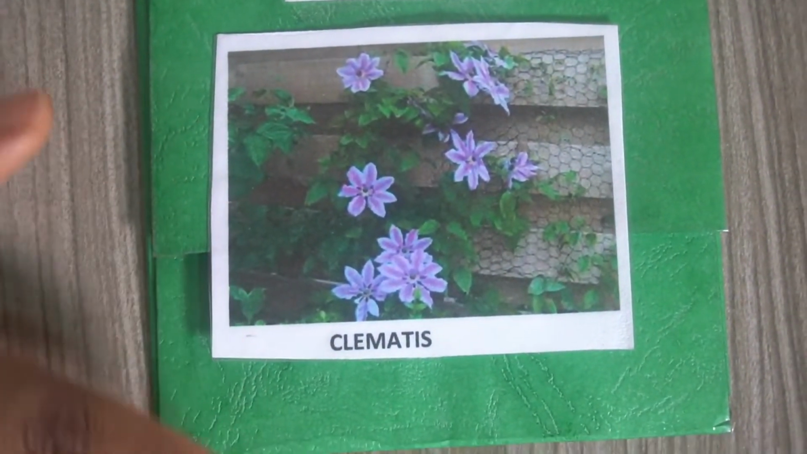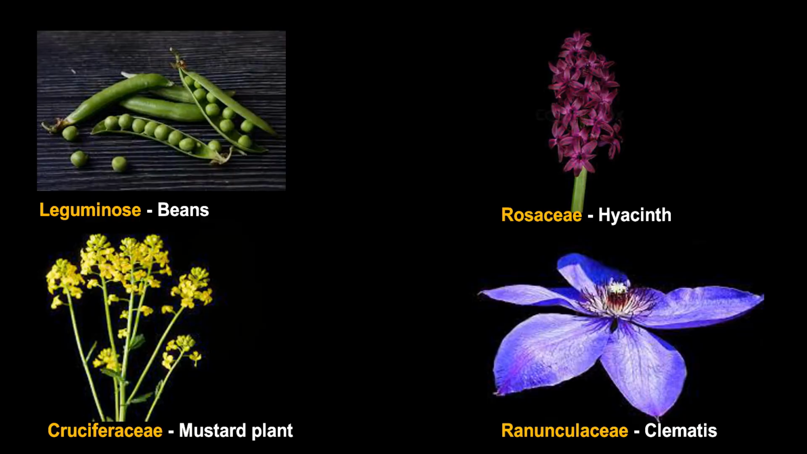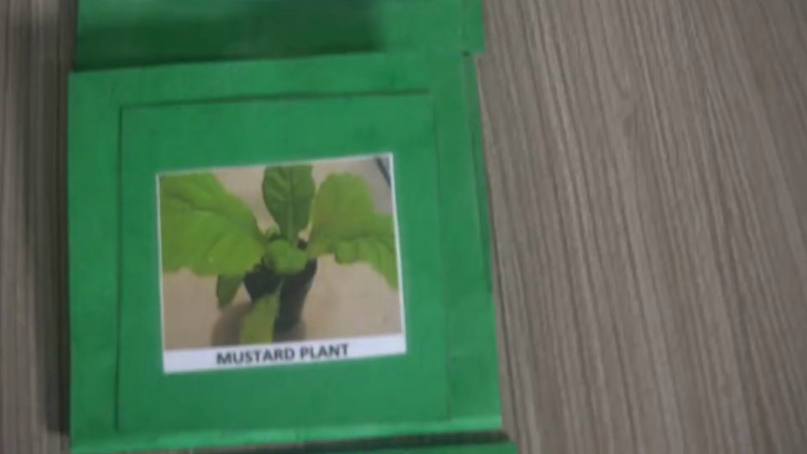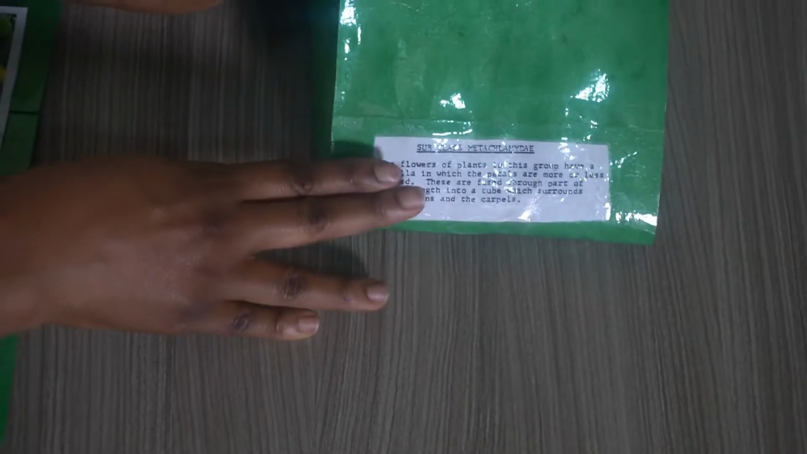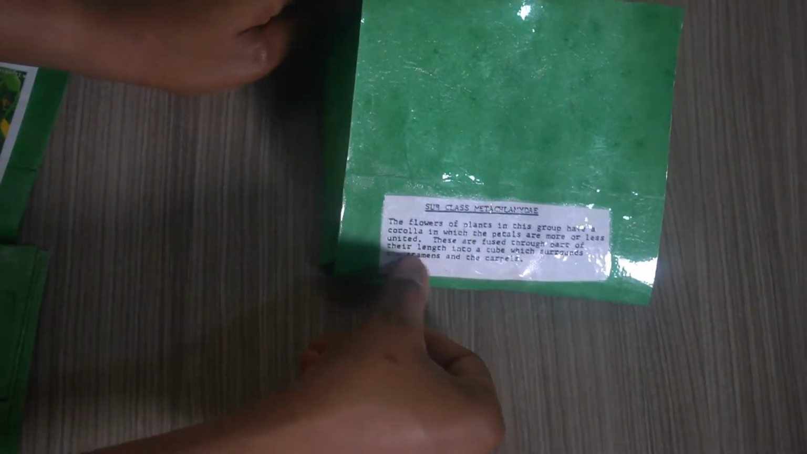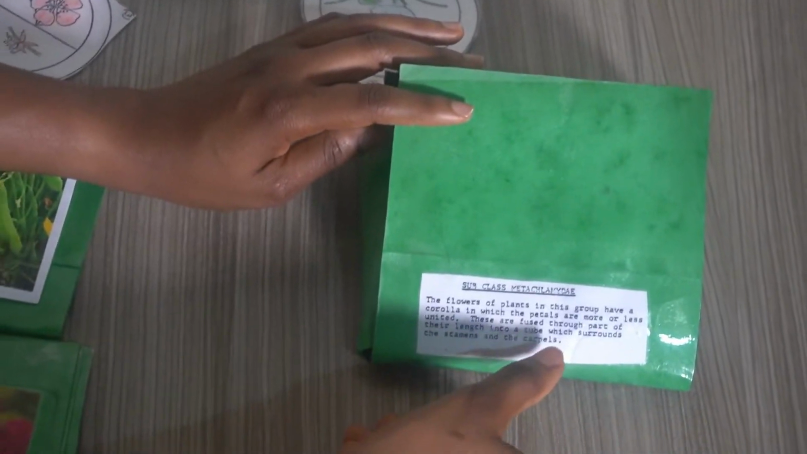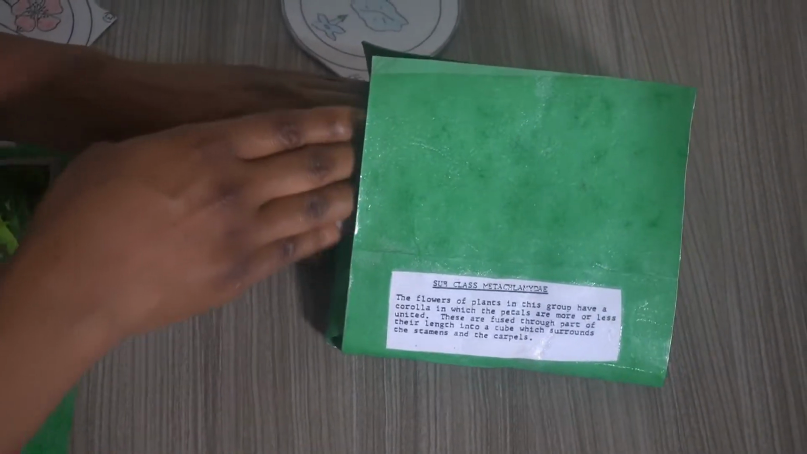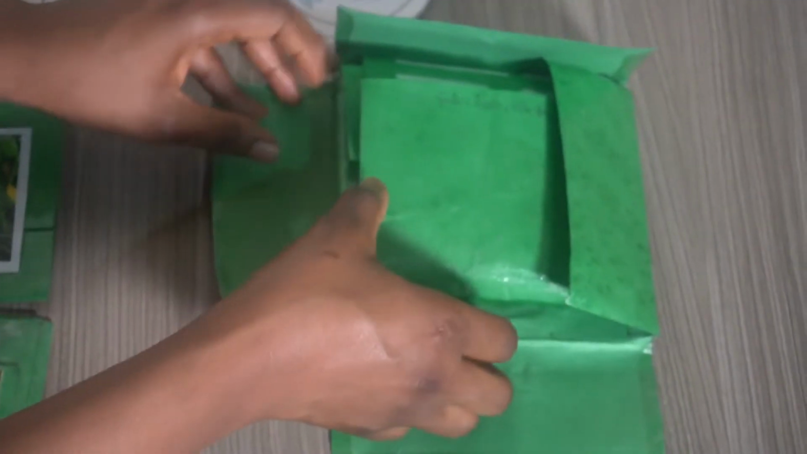So these are examples, all of them from the Archichlamydae. The distinct thing about them is that they are dicotyledonous plants in which their sepals and petals are separate. Now we're going to open up the other class, which is the Metachlamydae. The flowers of plants in this group have a corolla in which the petals are more or less united. These are fused through parts or all of their length into a tube which surrounds the stamens and the carpels.